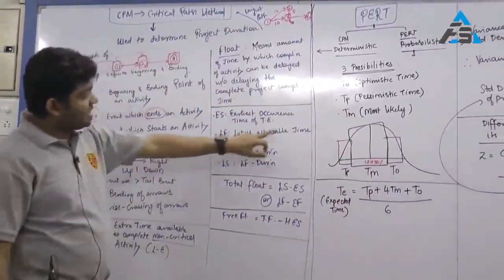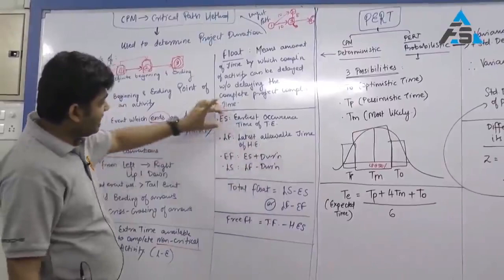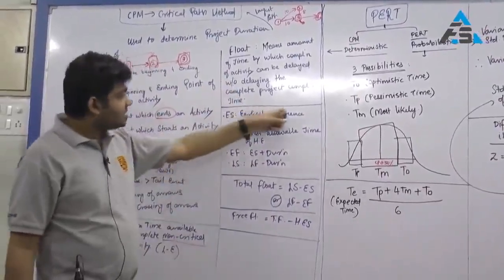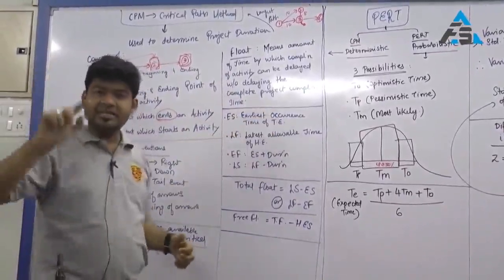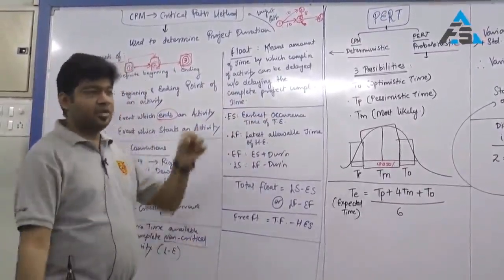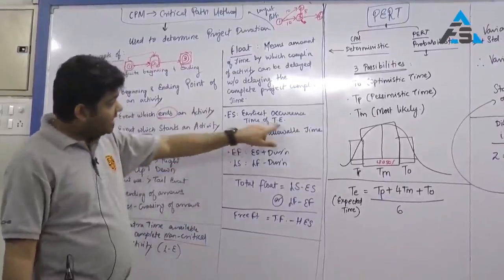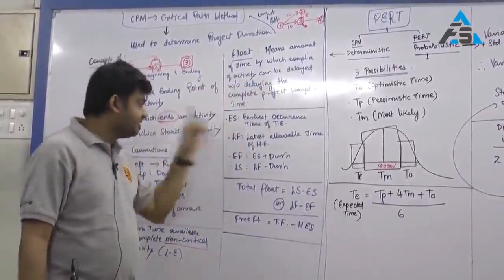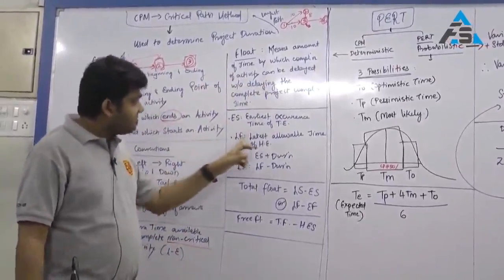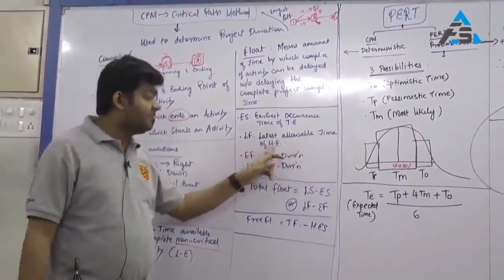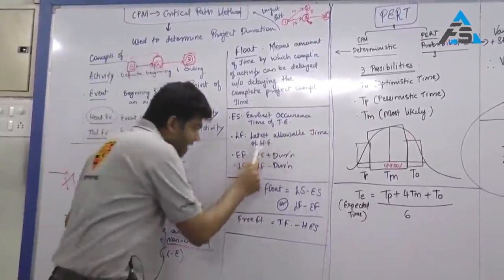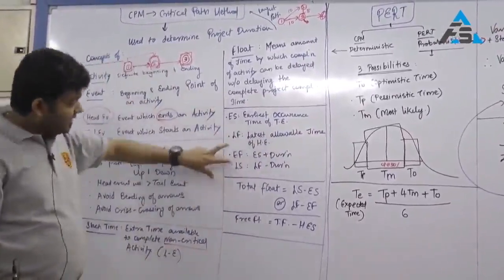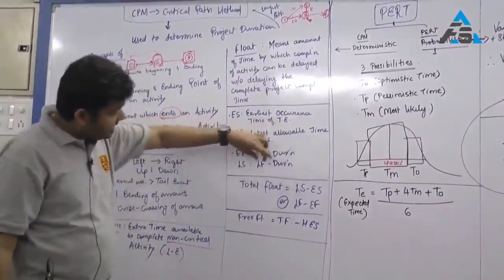Next, LF, latest allowable time of head event. So again, ES and LF you will easily get once you calculate your E and L. ES is the earliest occurrence time of tail event. For every activity there will be a tail event, and for every event you would have calculated E and L. So the tail event's E will become the earliest occurrence time of tail event, which is your ES. LF is the latest allowable time of head event, so here my head event's L will become my LF. EF is ES plus duration, LS is LF minus duration.